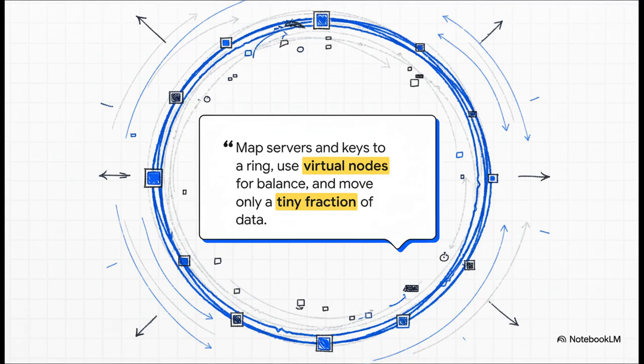Look, if you remember just one thing from all this, let it be this. It's all about mapping your servers and your keys onto a ring, using virtual nodes to keep things fair and balanced, and the result is that you only have to move a tiny, tiny fraction of data when your system changes. That's the core of it.